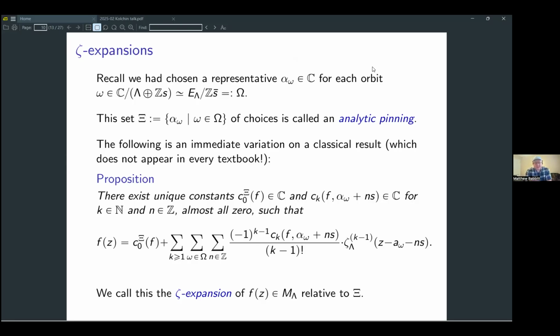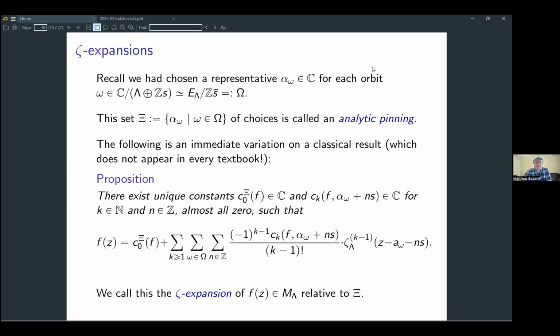So given a pinning, there exist unique constants such that f of z is the constant c0 psi f plus this linear combination of all the zetas at all the orbits anchored at each element of the pinning and their derivatives. All right, this is a classical result, and it is seldom recorded. We found exactly one source of this so far, and we're going to call this the zeta expansion of our elliptic function f relative to the analytic pinning.